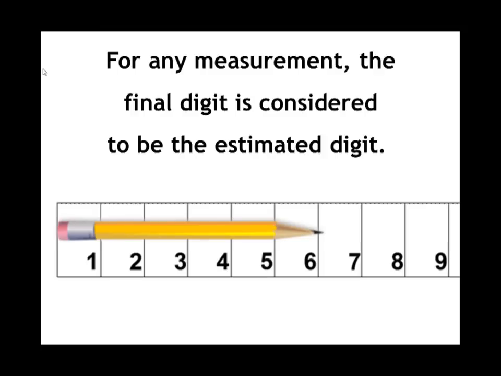Okay, now we're going to talk about measuring objects on a ruler. As you can see, this is a centimeter ruler. It's not labeled as centimeters, but that's what it is. This pencil is longer than 6 centimeters. So we're not able to say it's 7 centimeters. It's definitely 6 point something. And that's where the estimated digit comes in. So I, for example, might call this 6.1 centimeters. And as you can see, the 1 is the final digit, and that is considered to be the estimated digit.